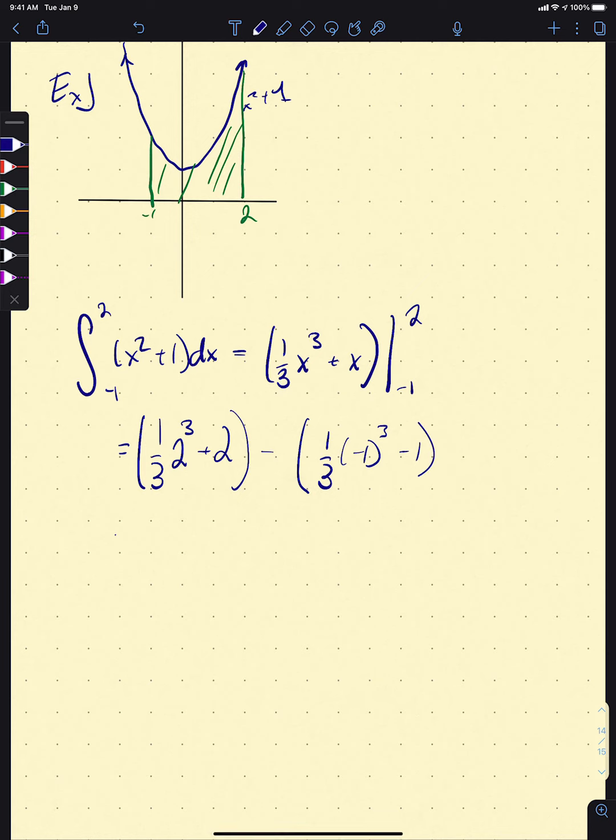This looks like it's going to come out to 8/3 plus 2. That looks like plus 1/3, right? Because we're minus a negative, and then minus a negative again. So plus 1. So we have 9/3 plus 3. So this is going to come out to 6, right? There's exactly 6 units of area under this curve between those bounds, right?